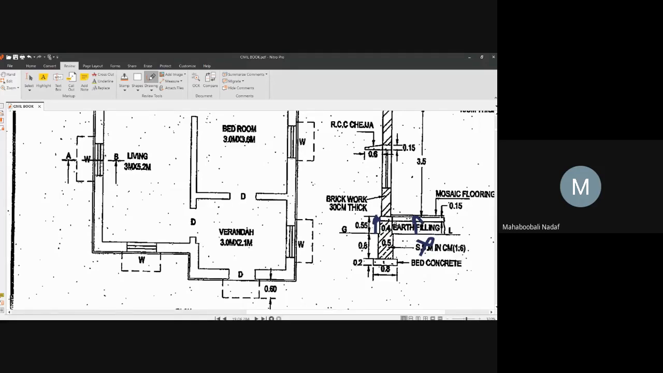Now from where to where? From this inside DPC. This footing is there, no? From there to there. Now just see here. For the living room, what was the center to center?